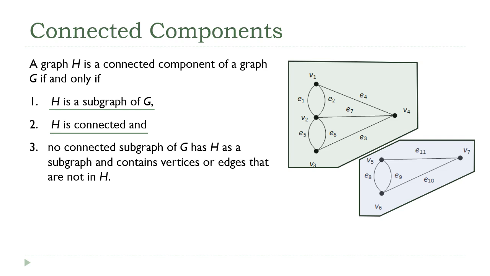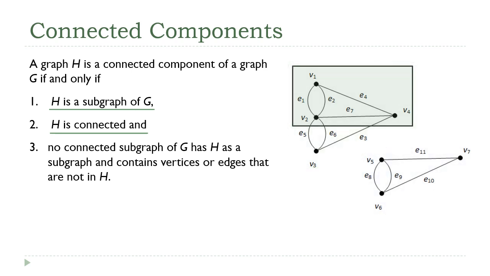Now, take a look at this subgraph. It meets requirements 1 and 2. It is a subgraph of the original graph, and it is connected. However, it isn't a connected component, since it doesn't meet requirement 3. And it doesn't meet that one because it's contained in this connected subgraph, which is bigger in the sense that it has vertices and edges that the original one doesn't.